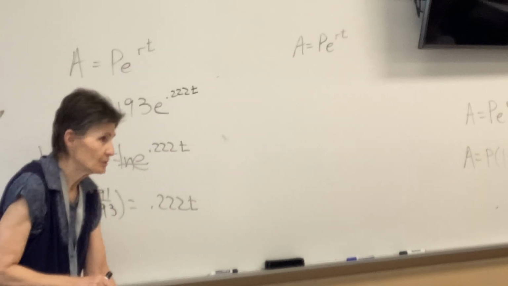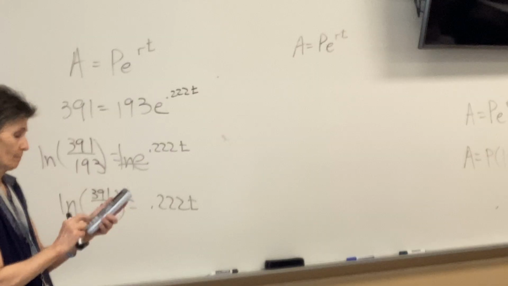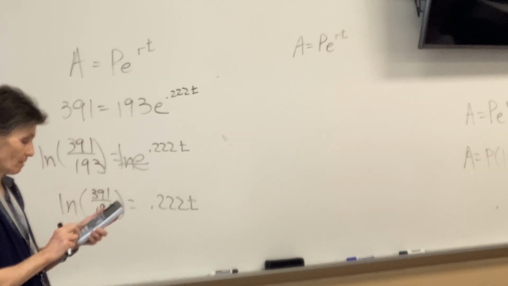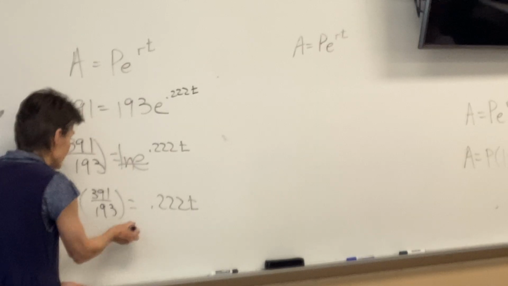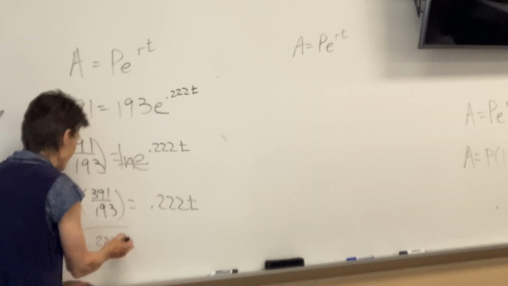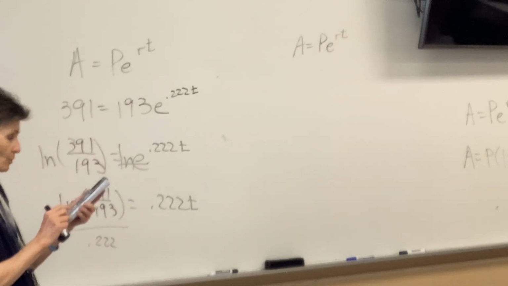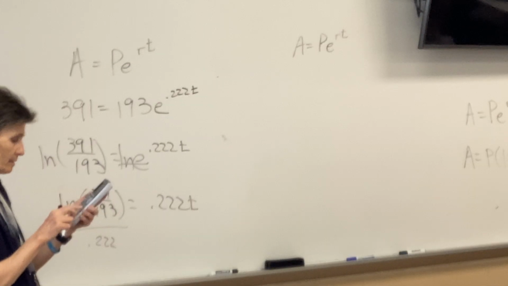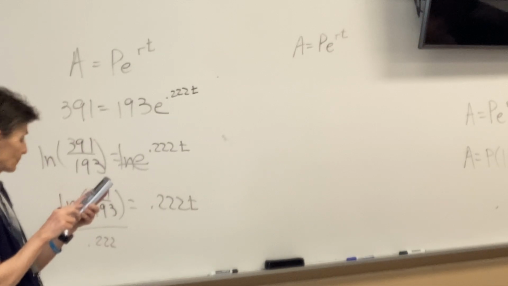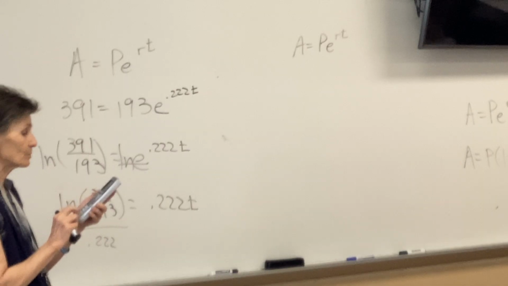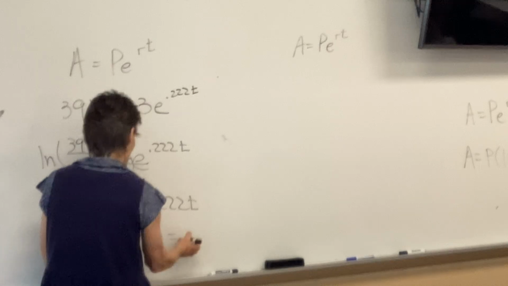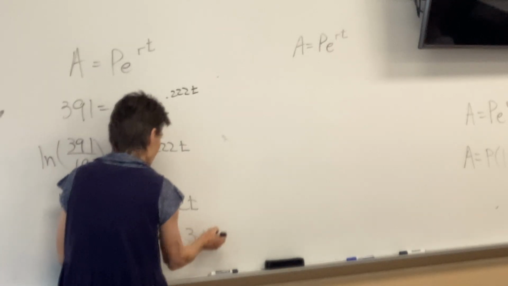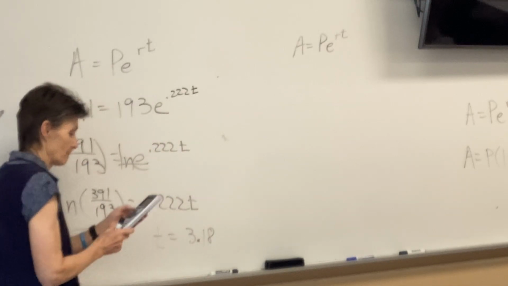So what are we going to do? How are we going to get t by itself? Divide by. So we're going to figure out what this is, and then we're going to divide it by 0.222. So ln 391 divided by 193 close parentheses divided by 0.222. I got 3.18. Yeah.